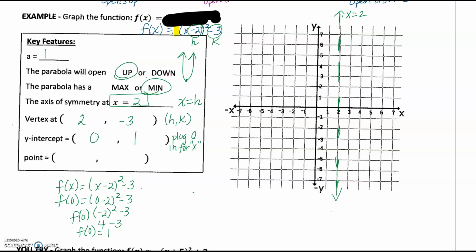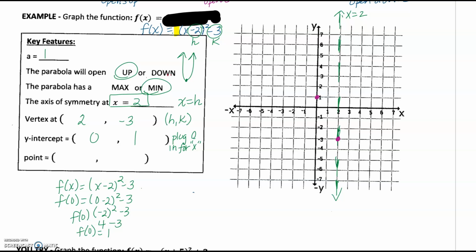That's x equals 2. From there, I can plot my vertex. My vertex should be right on that dotted axis of symmetry line. So 2, negative 3, I'm going to do that in a different color, is right there. That's my vertex. What else do I have? I have my y-intercept, 0, 1. This point on the y-intercept should be on the y-axis. If it's not, you've done something wrong. Just like your vertex should be on the axis of symmetry.